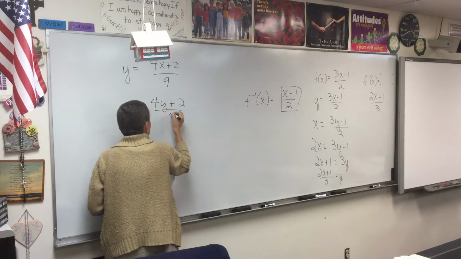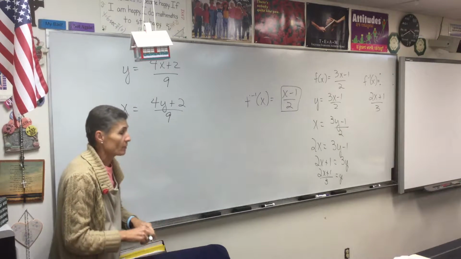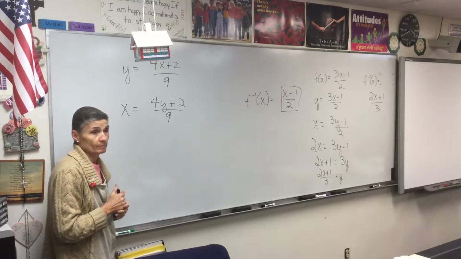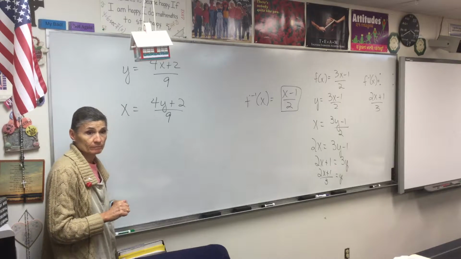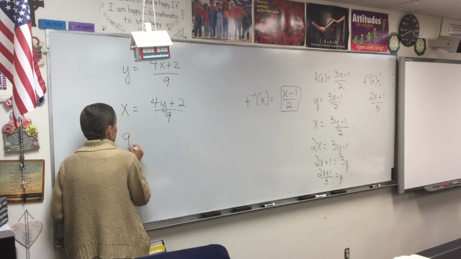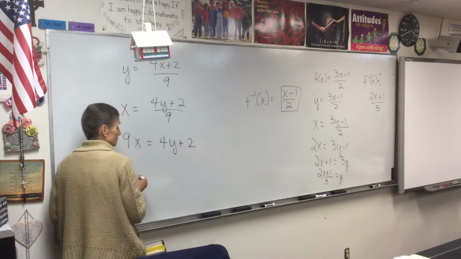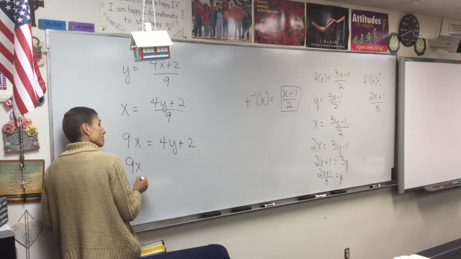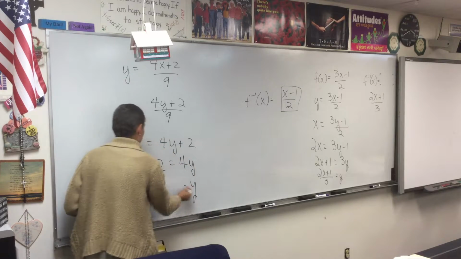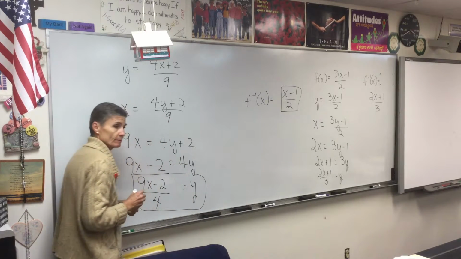Okay, so what do we do first? When we get our y in the problem, first of all, we have to put a y in there so that we can switch, right? So there's the switch. Then what do we do? Get y by itself. So that'll be 9x equals 4y plus 2. Now what? Subtract 2, good. And then divide by 4. So there is our inverse.